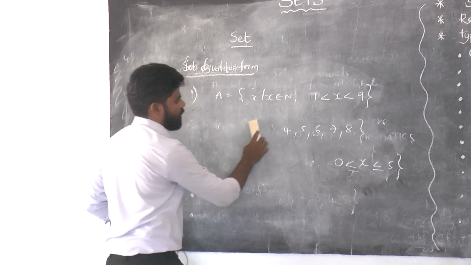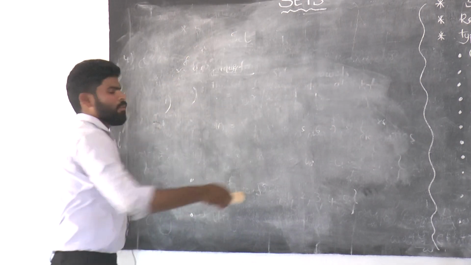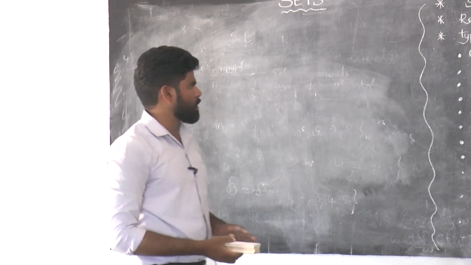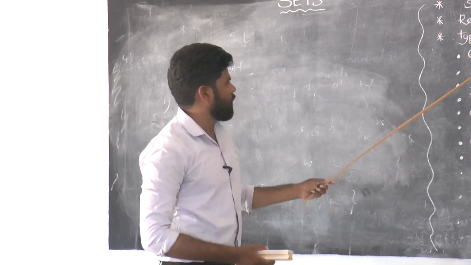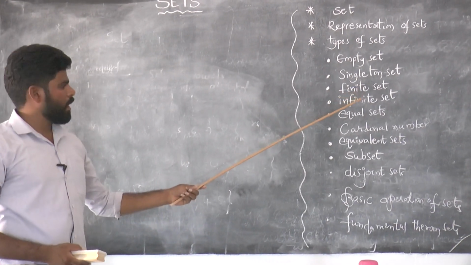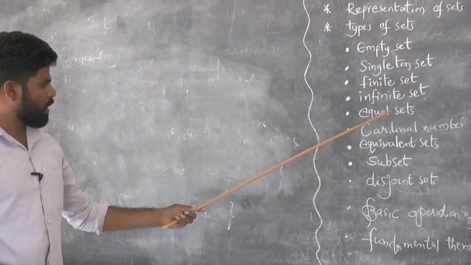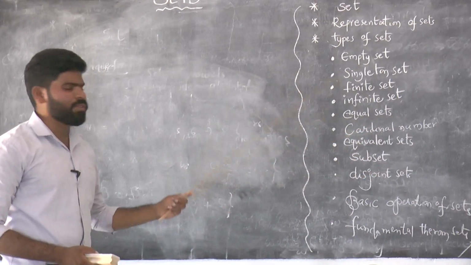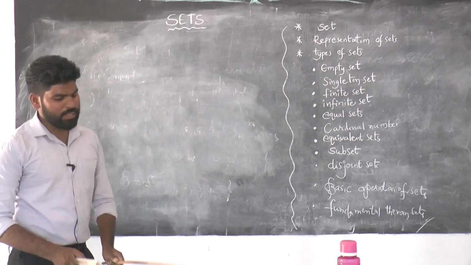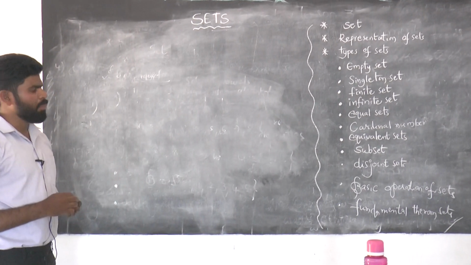Next topic is types of sets. Here the types of sets are empty set, singleton set, finite set, infinite set, equal sets, equivalent sets, universal set, subset, and disjoint sets. Let's discuss types of sets. First of all, the empty set.